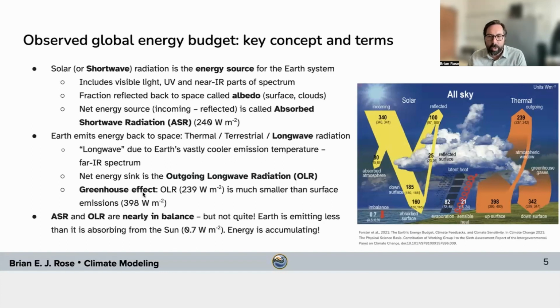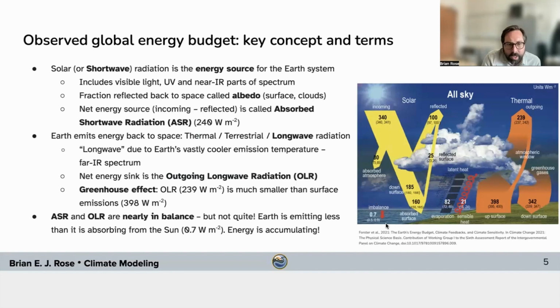But another key point, and the last key point on this slide, is that these numbers, the net source ASR and the sink, the OLR, are nearly the same, but not exactly the same, right? If I take the difference between this number minus this number minus this number, to one decimal place precision, the answer is a positive number, and it's 0.7 watts per meter squared, and that's listed here in the schematic as the so-called imbalance.